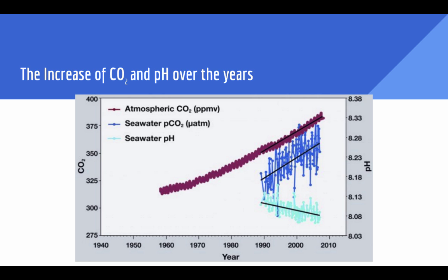Here is a graph of the increase of CO2 and decrease of pH over the years. As you can see, the atmospheric CO2 has increased, causing the seawater to have more CO2 dissolved into it, causing the pH to decrease to make space for the CO2.